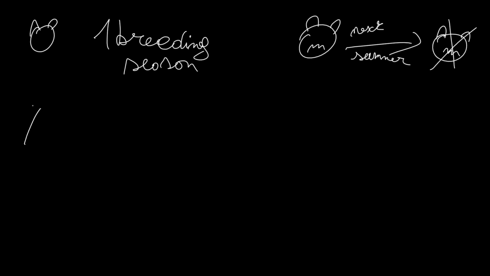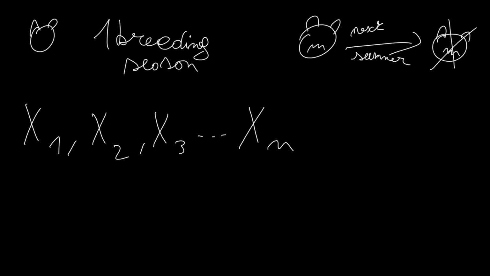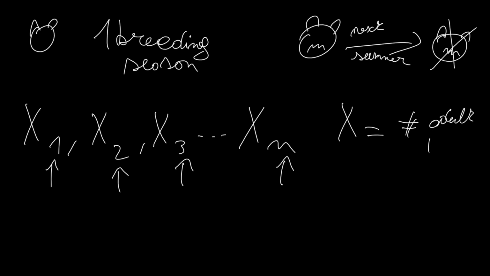Also, let x1, x2, x3, etc., xn represent respectively the number of adult females at the beginning of the first, second, third, and nth breeding seasons. So x equals number of adult females. So with this in mind, we can now start building our mathematical model.